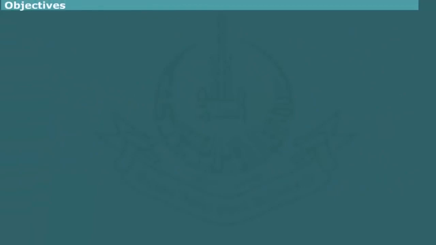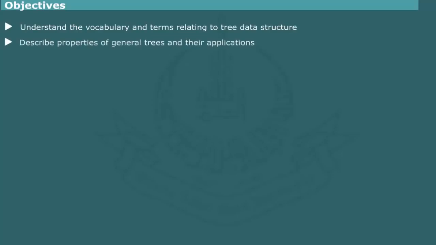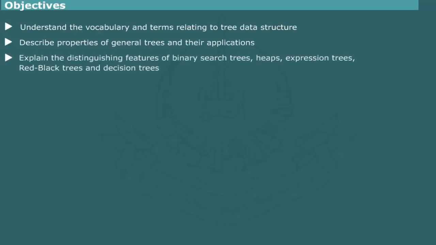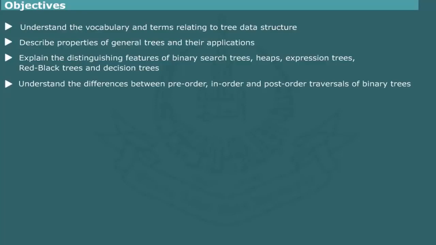Unit Objectives. After completing the unit, you should be able to understand the vocabulary and terms relating to tree data structure. Describe properties of general trees and their applications. Explain the distinguishing features of binary search trees, heap, expression trees, red-black trees, and decision trees. Understand the difference between pre-order, in-order, and post-order traversal of binary tree.